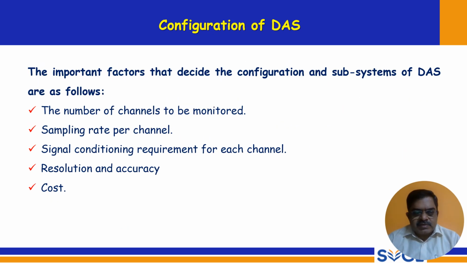Configurations of DAS: the important factors that decide the configuration and subsystems of DAS are as follows. The number of channels to be monitored, sampling rate per channel, signal conditioning requirement for each channel, resolution and accuracy, and cost. So these factors should be considered for configuring the DAS.